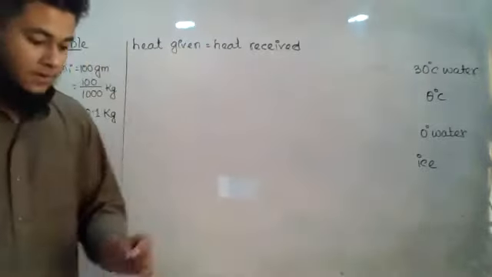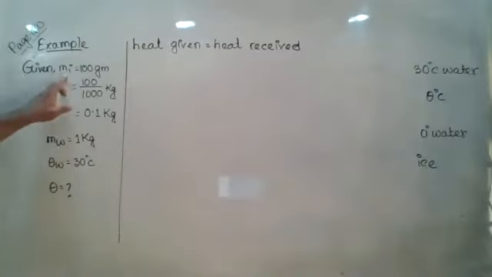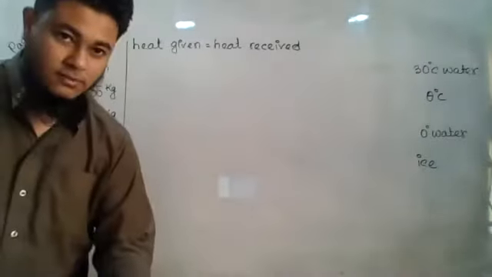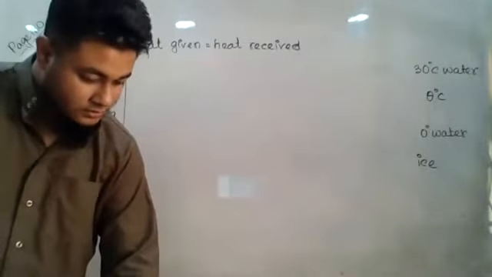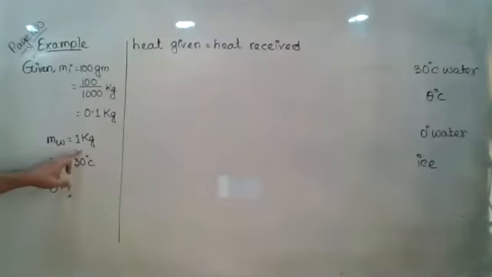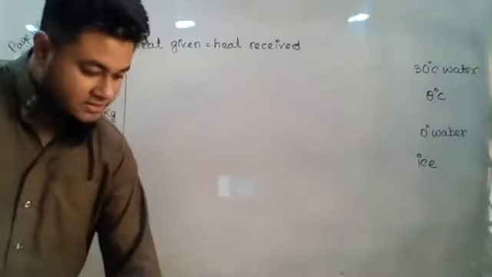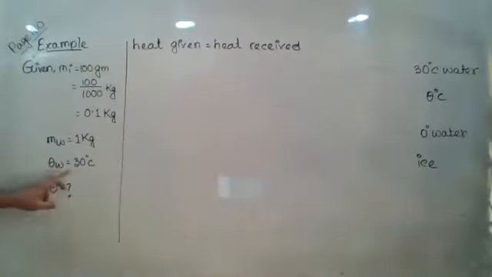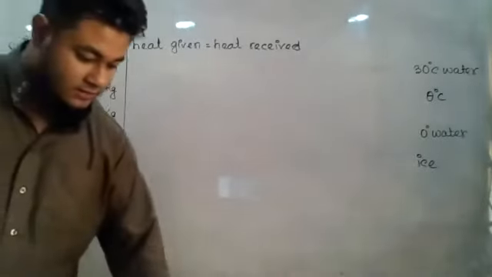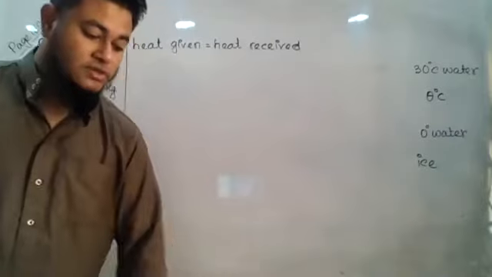A piece of ice of mass 100 gram. So the mass of ice is 100 gram. I have converted it into kg by dividing by 1000. Acha, it is dropped into water of 1 liter. Water of 1 liter has a mass of 1 kg, right? And the temperature of water is 30 degrees Celsius. And they have asked what will be the temperature of the water after melting the whole piece of ice.